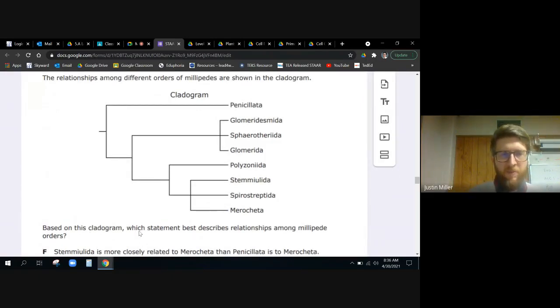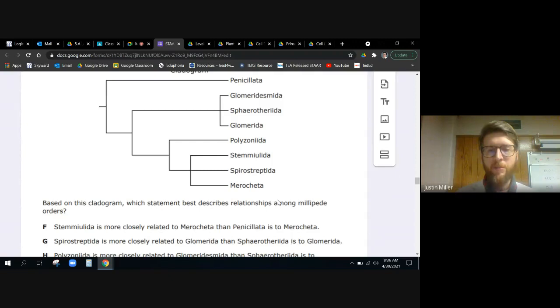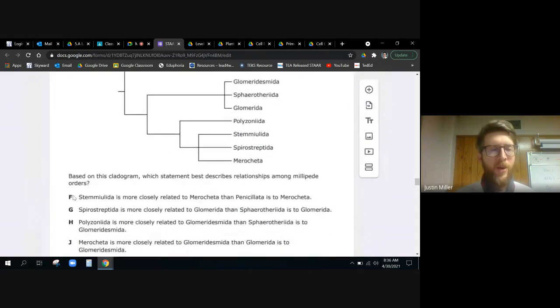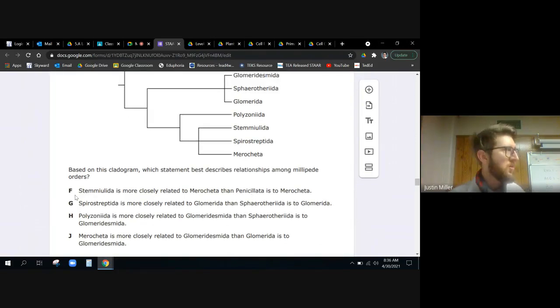All right, based on this cladogram, which is just a family tree, you guys know how family trees work, right? It shows you how closely related you are to people. It'll show you who your cousins are, who your second cousins are, your third cousins, your great-great-grandparents. Which statement best describes relationships among millipede orders? So all we have to do is go answer choice by answer choice and see which ones are more closely related than others. Let's start with the first one. And I'm going to shorten these names just so it's less confusing and scary. So let's just call this one stem. Stem is more closely related to marrow than pin is to marrow.